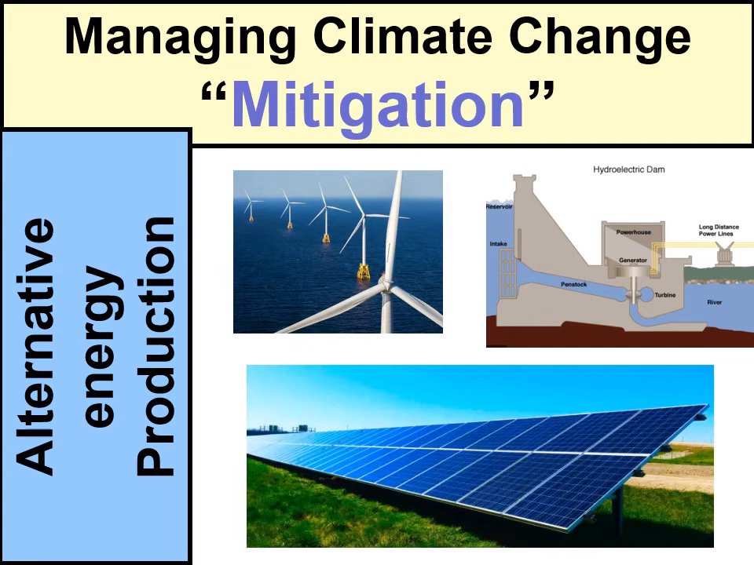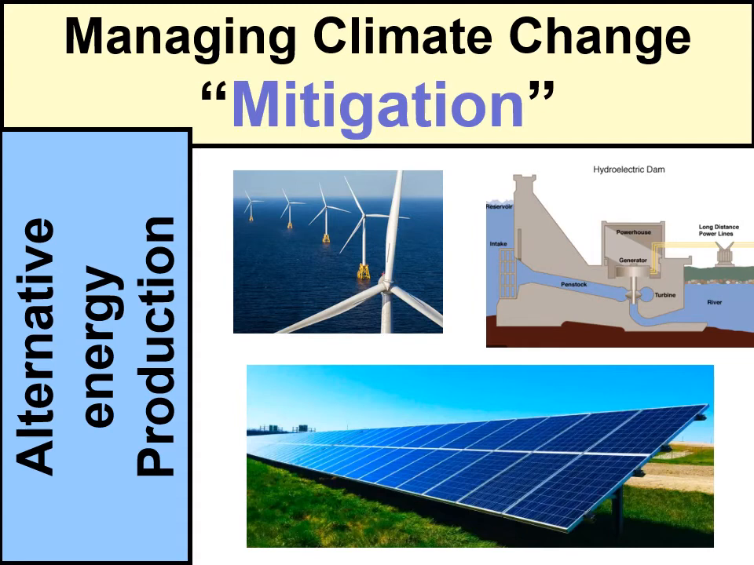So we're looking at managing climate change, and we're going to go through 3 mitigation strategies. Now, mitigation is to do with stopping or reducing the causes of climate change. So can we stop climate change? Can we reduce it? What can we do about it? So the first one is alternative energy production.